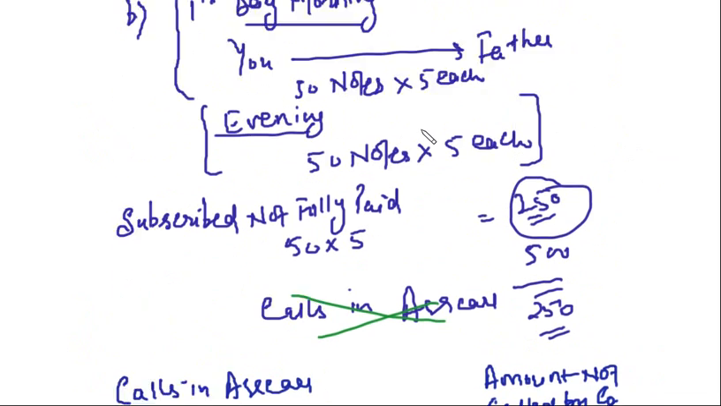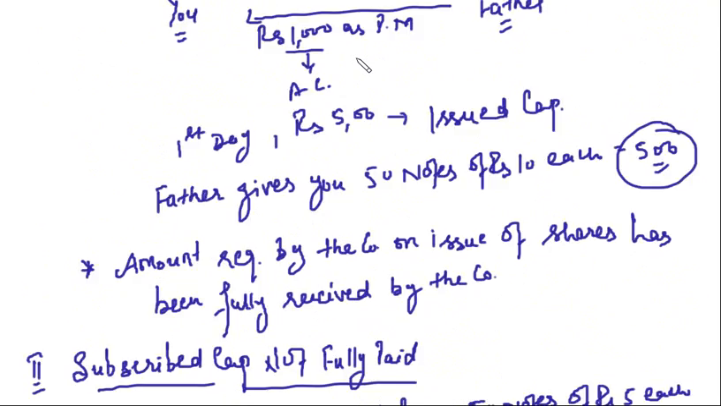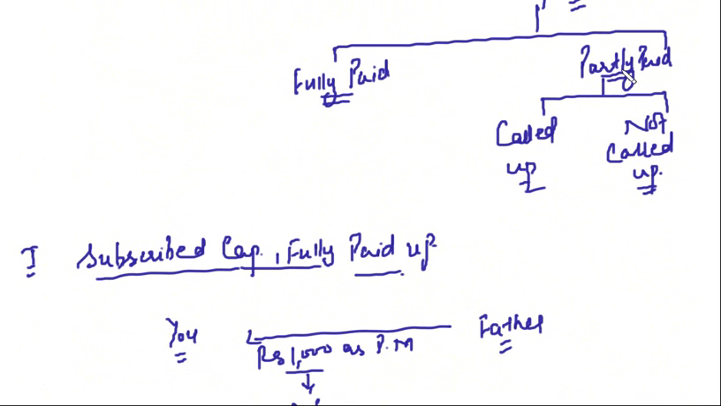So can you draw the difference now? This is subscribed capital not fully paid up. Here I told you I have divided this into called up and not called up. Clear? Called up is you asked for that money from your father, but he didn't pay you. Not called up is you didn't ask for the full money. You asked for rupees 5 only, he paid you rupees 5. That's it. Nothing is calls in arrears.